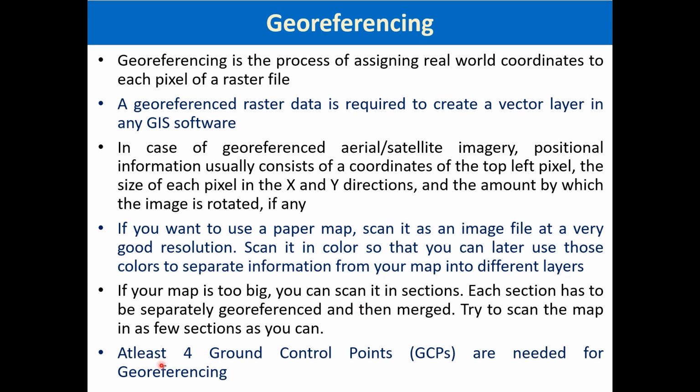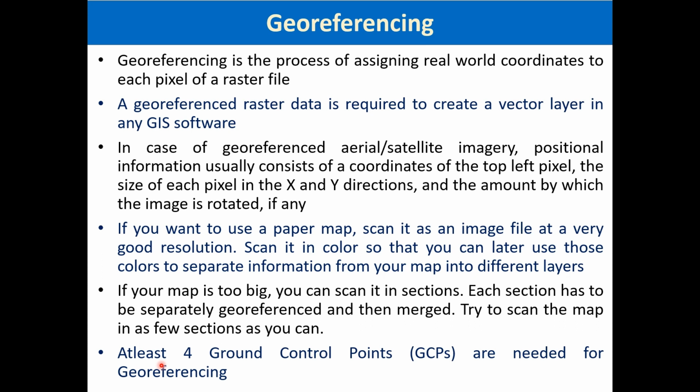At least 4 ground control points with known coordinates are needed for georeferencing. Now you can get the information about the coordinates from the ground. You can go to the location and collect the coordinates using GPS. Or if it is a very prominent location, the coordinates of such locations are well known and will be available in the public domain.